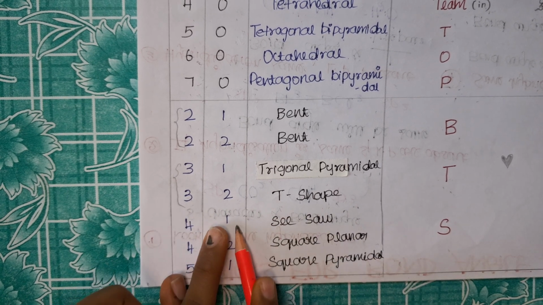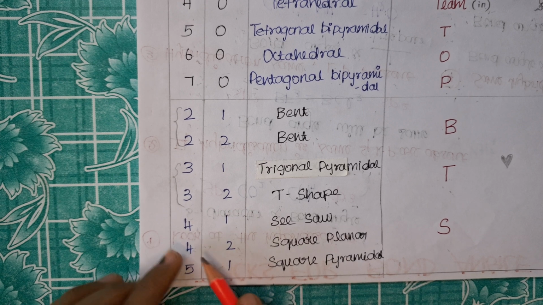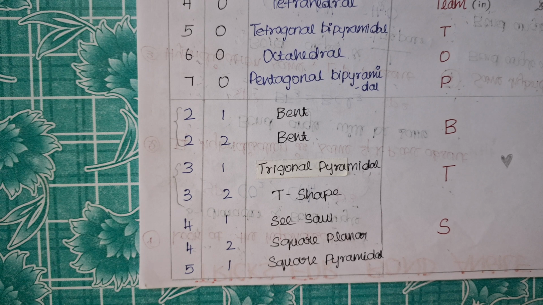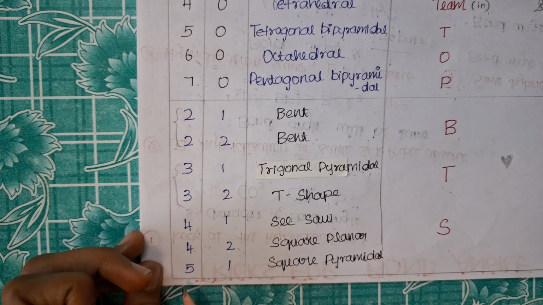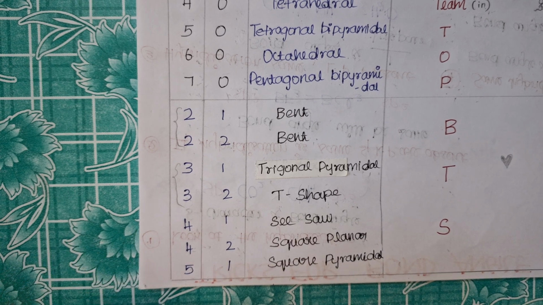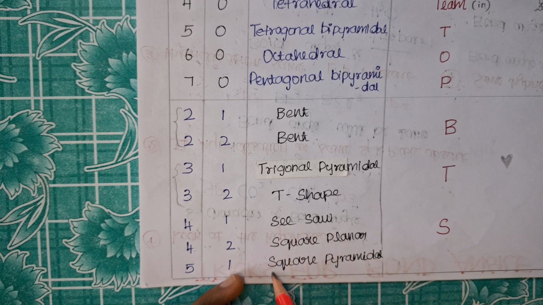When 4 bond pair, 1 lone pair is there, it is seesaw. When 4 bond pair and 2 lone pair there, it is square planar, okay. When there is 5 bond pair and 1 lone pair, it is square pyramidal. Any doubt? You might be asking, how will I remember all three are starting with S only, right? And I have given only S.